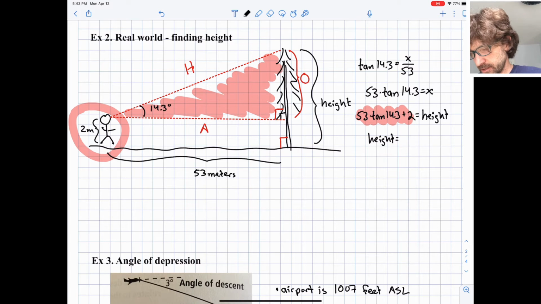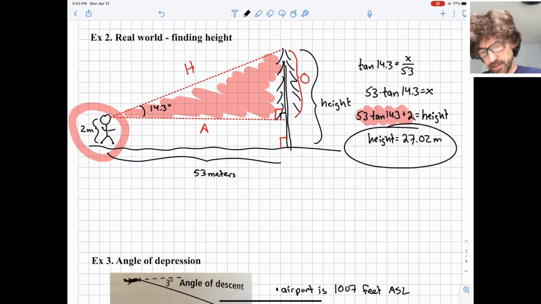So I get a full height of 27.02 meters. I'm going to double check that. I saw something glitchy on my calculator, so I just want to check it.